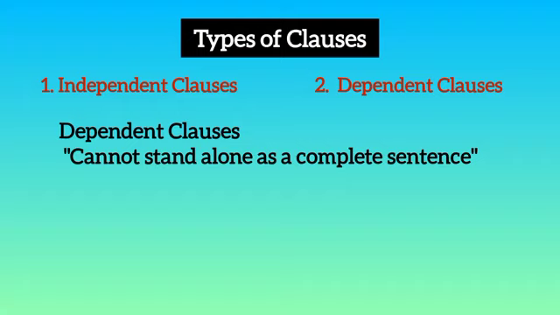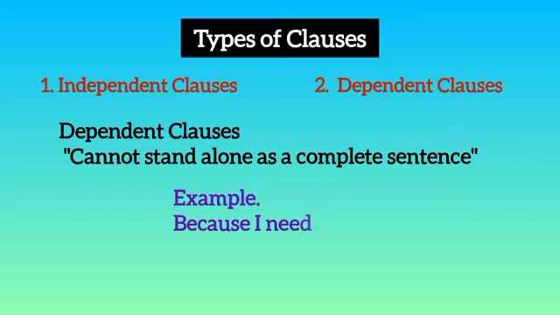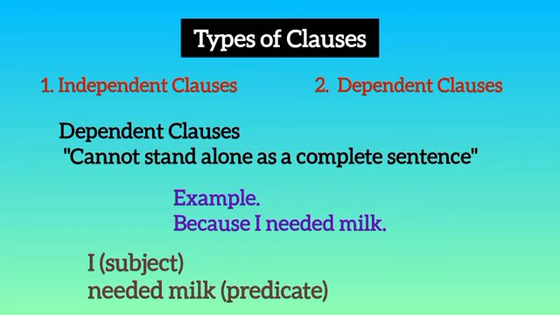Dependent clauses, on the other hand, are like incomplete thoughts. They have a subject and a predicate, but they can't stand alone as a sentence. They need an independent clause to complete their meaning. For example, "because I needed milk" is a dependent clause because it has a subject, "I," and a predicate, "needed milk," but it can't stand alone as a sentence.